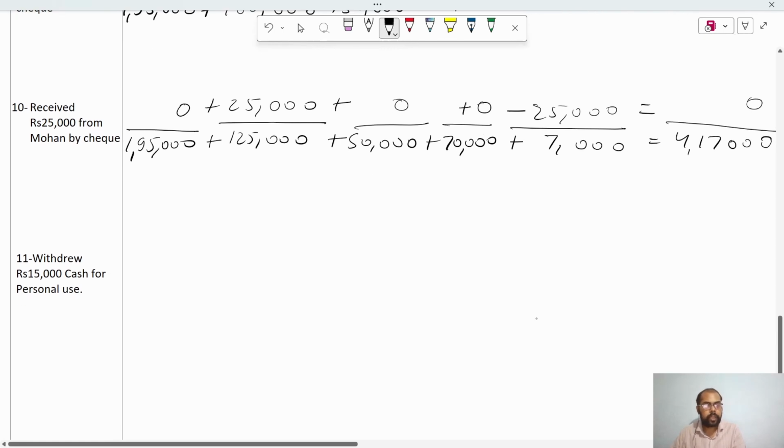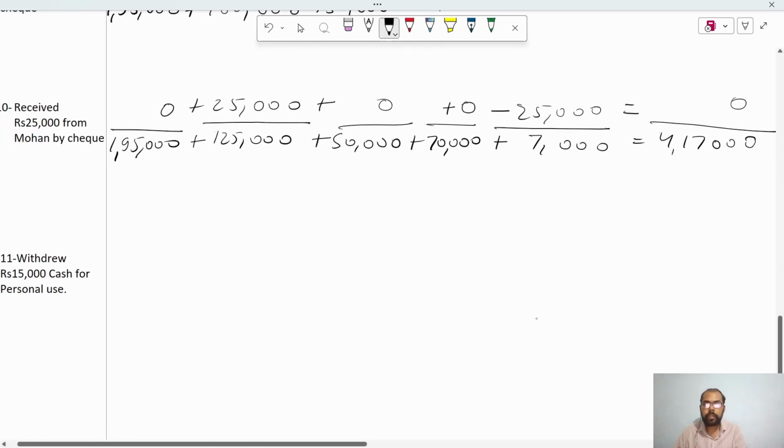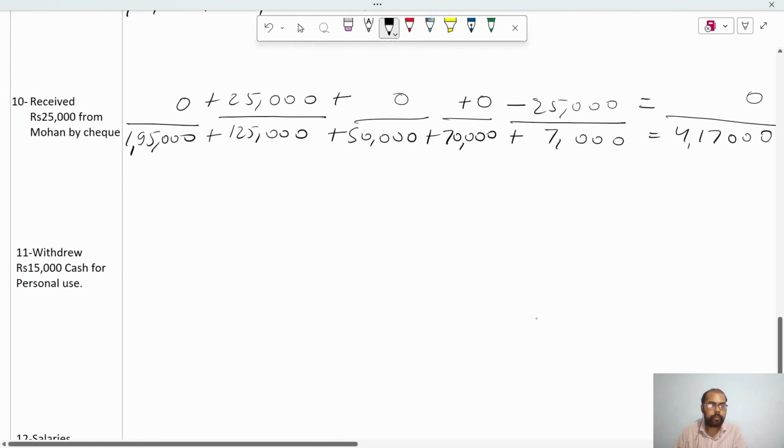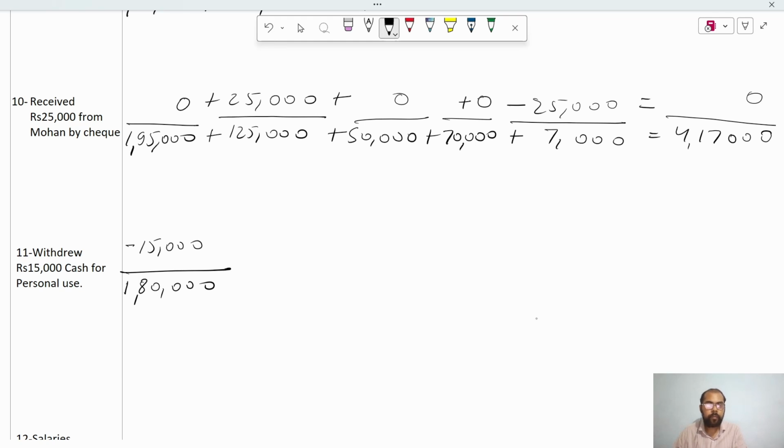11th transaction says that withdrew cash rupees 15,000 for personal use. So cash is withdrawn, so it will be deducted from the cash column. The cash becomes 1,80,000. No change in case of bank balance, and all the assets remain unchanged.